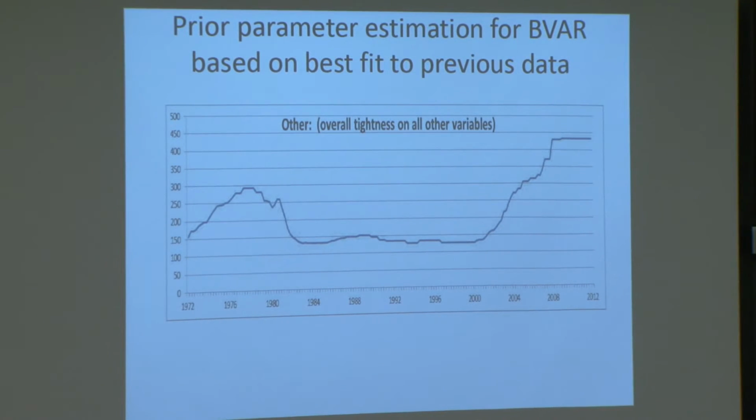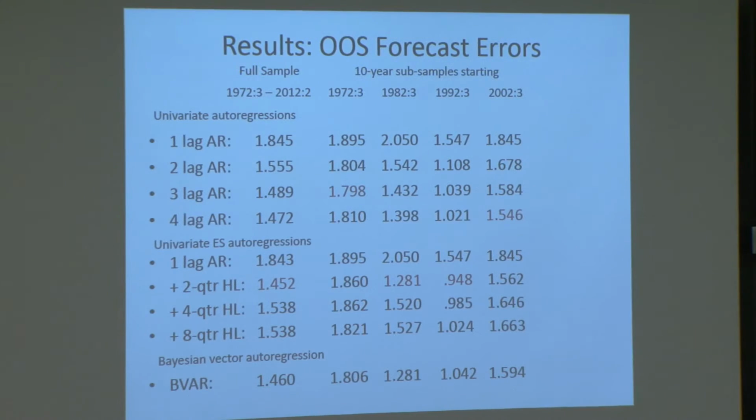You can see, for instance, here that starting around 2000, you had to get much tighter on these cross-variable interactions in order to get the optimal forecast. And so what I showed you on the previous graph is where we are today. Earlier on, we were more loose and allowed more cross-variable interactions.